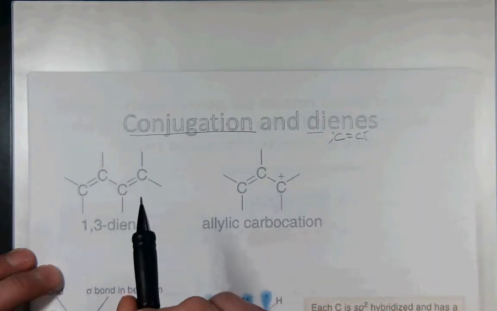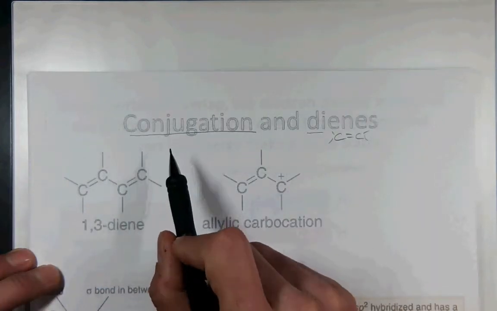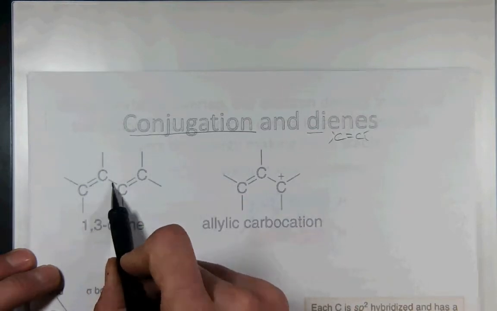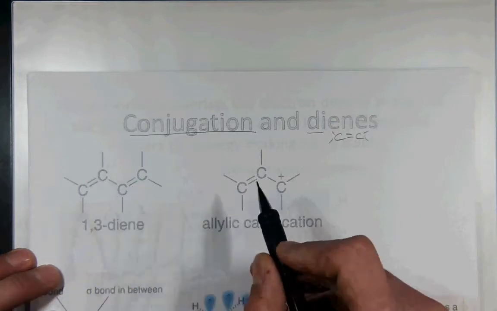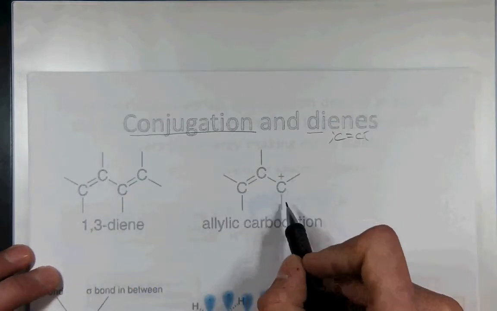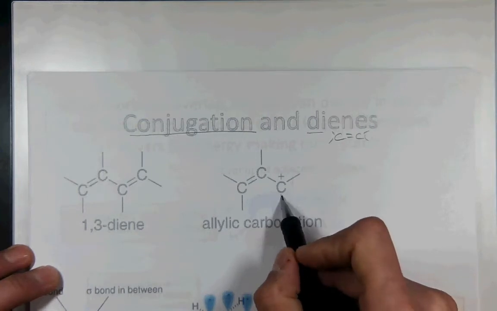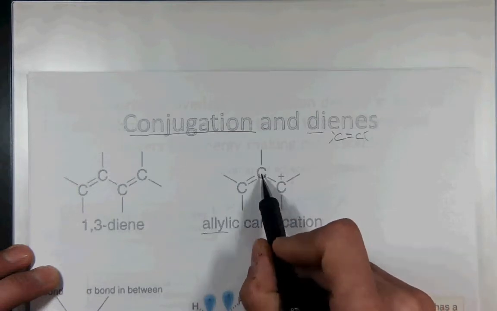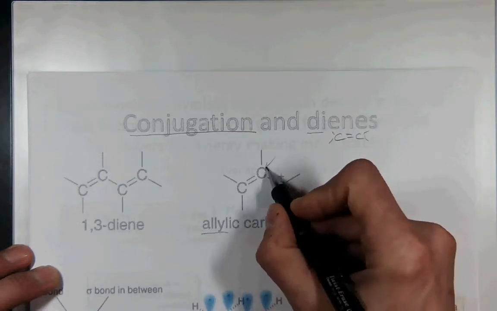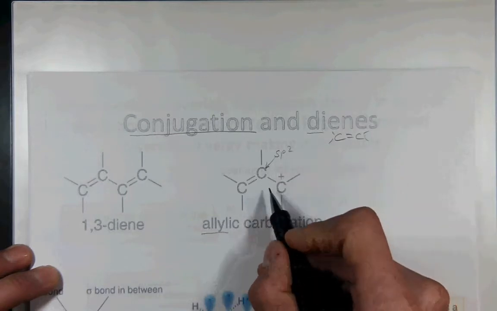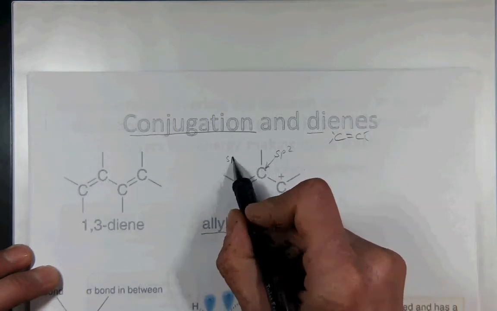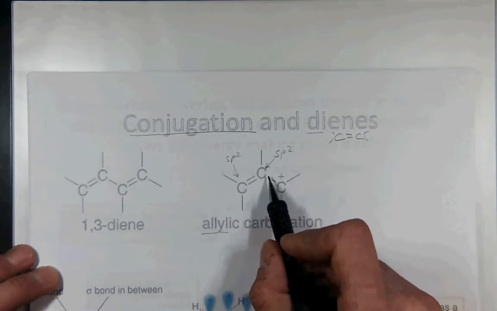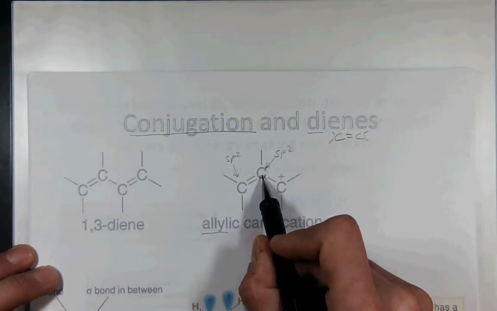So you see that here. In order for them to be conjugated, in other words, in order for them to be paired up, it needs to follow something like this: a double bond, single bond, double bond. Or you can also have something like this. This would be a conjugated carbocation, not a diene, but a conjugated carbocation. It's allylic, meaning this carbon is adjacent to an sp2 hybridized carbon. Of course, this carbon is also sp2 hybridized. And so when you have something adjacent to an sp2 hybridized carbon, we say that's allylic.